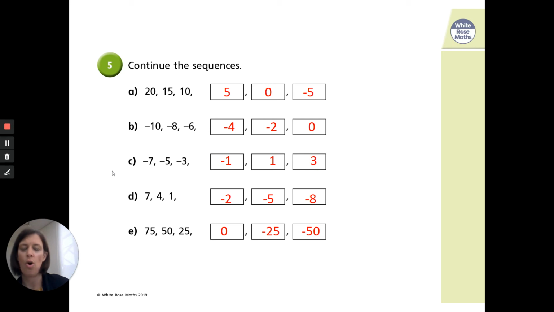D. 7, 4, 1. And then -2, -5, -8. So that one was counting in 3s. And then E, something we worked on in the previous lesson, counting in 25s: 75, 50, 25, 0, and then it would be -25 and -50.